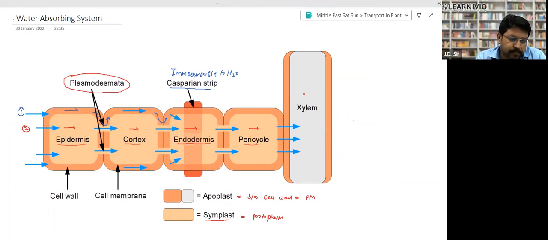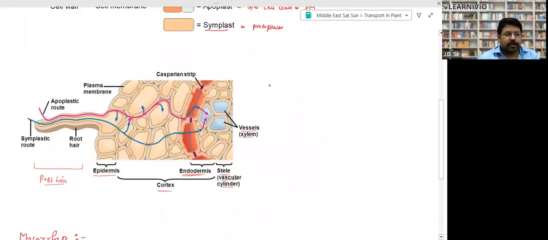Look, this is this one. First, come to here. This is a structure of root, transverse section of the root, right? So outside of the root, you can see this layer. This is called epidermis. This is called epidermal layer, epidermis, right? And outside of the epidermis, these are called root hair.